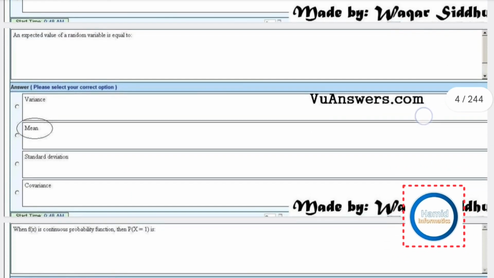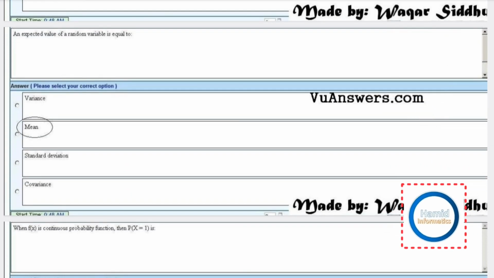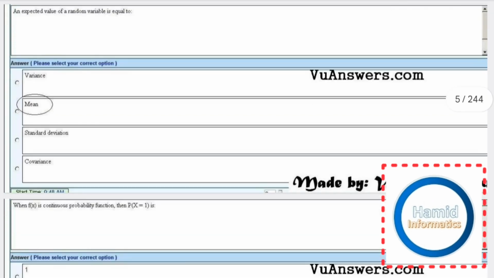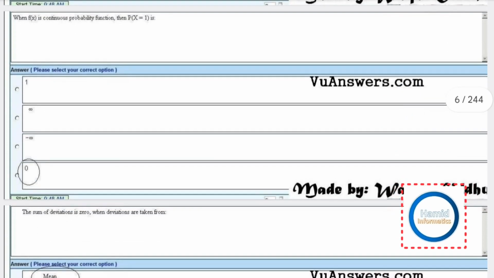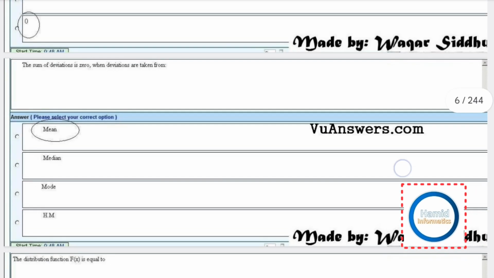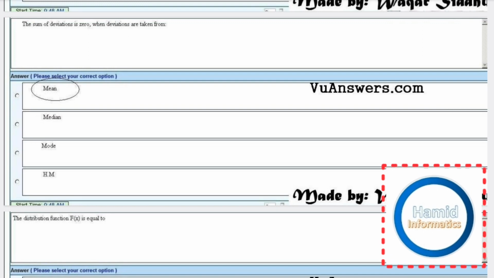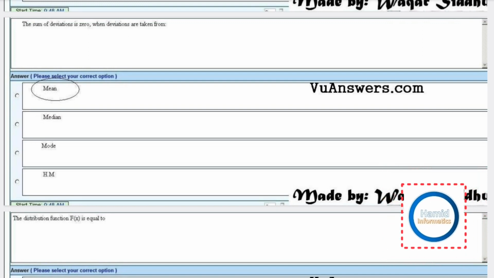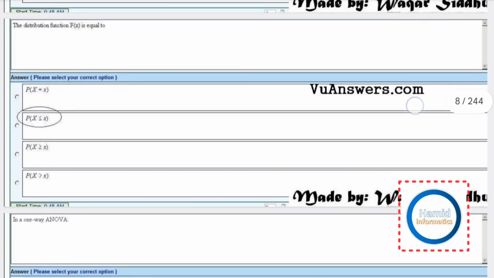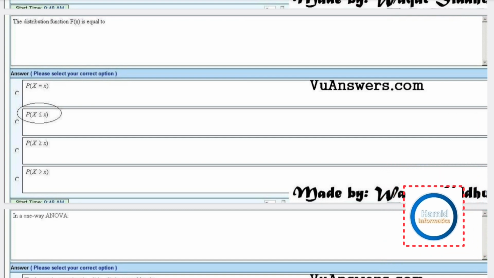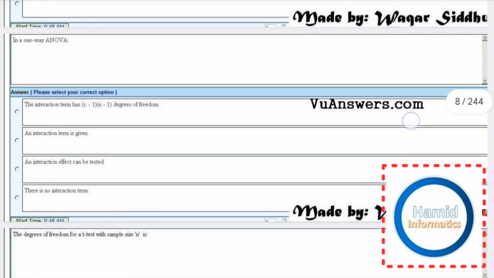There is no answer, so leave this. An expected value of the random variable is equal to mean. When f(x) is a continuous probability function, then P(X = 1) is 0. The sum of deviations is 0 when deviations are taken from mean. The distribution function F(x) is equal to P(X less than or equal to x).